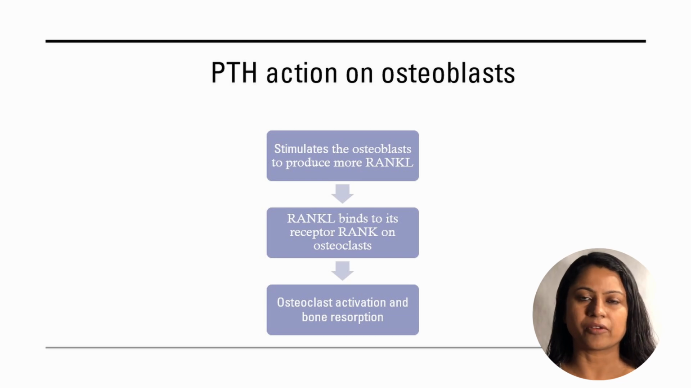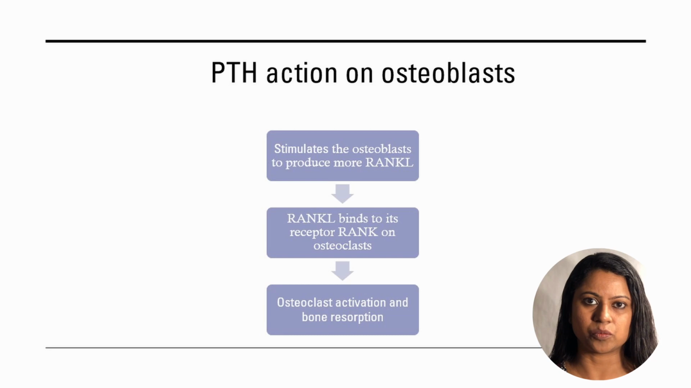The receptor for rank ligand is known as rank. Rank is present on the surface of the osteoclast. The binding of rank ligand to rank stimulates the osteoclast, which then increases the resorption of bone. The activity of rank ligand is blocked by osteoprotegerin, or OPG.